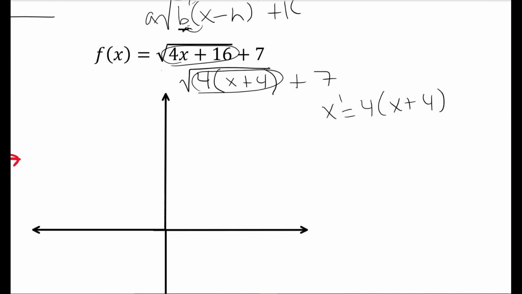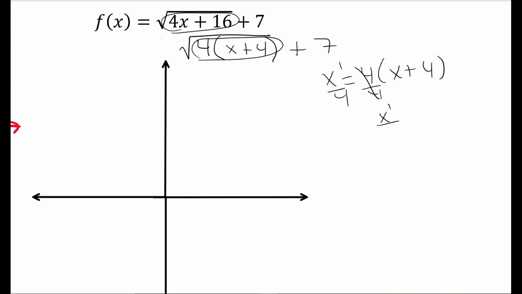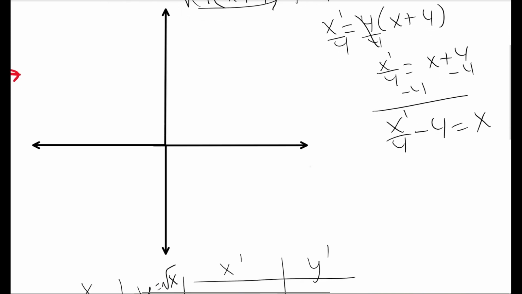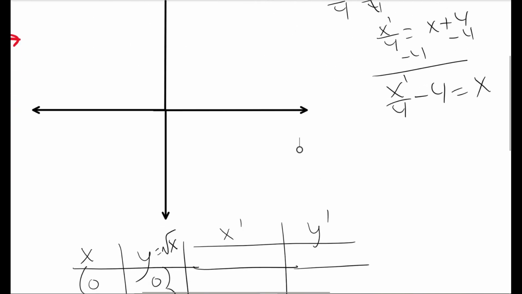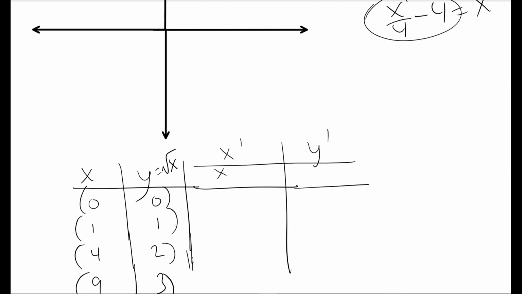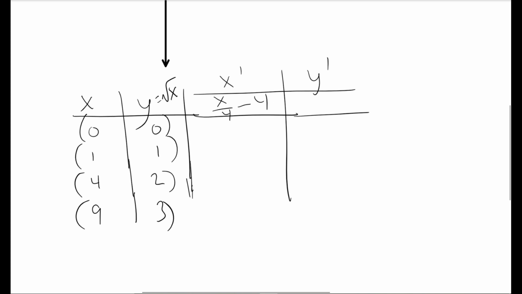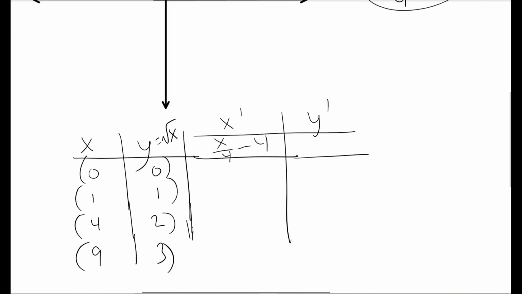Okay. Now we're going to solve for x here. So in order to solve for x, we're going to divide by 4 to get rid of that. So we have x prime divided by 4 equals x plus 4. And then we're going to subtract 4 on both sides. So we got x prime divided by 4 minus 4 equals x. All right. So we're going to go ahead and use this as our transformation for x prime. We're just going to say x over 4 minus 4. Okay? All right, so that means we take the original x and then we divide it by 4 and then subtract 4. Okay, so that's basically how we deal with those.